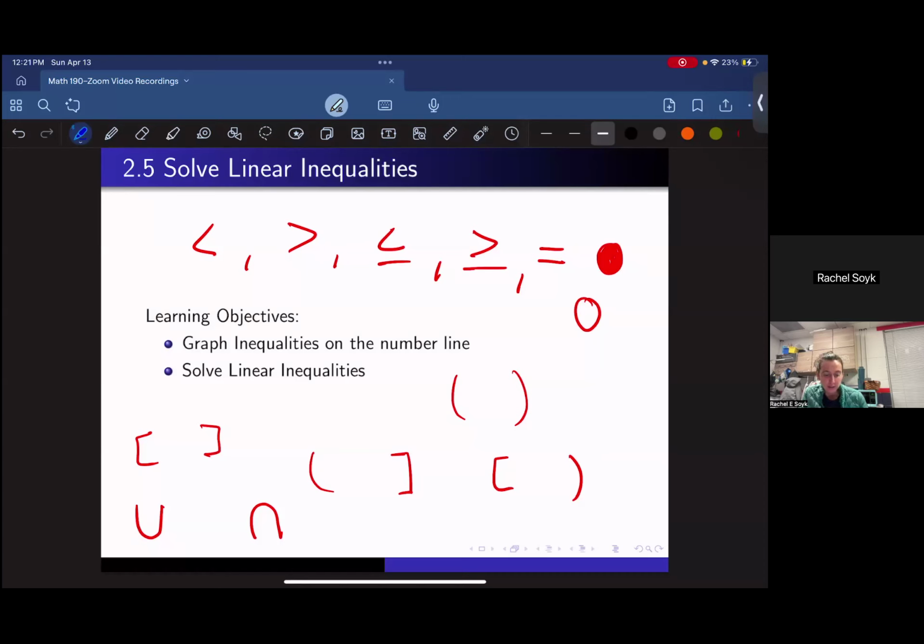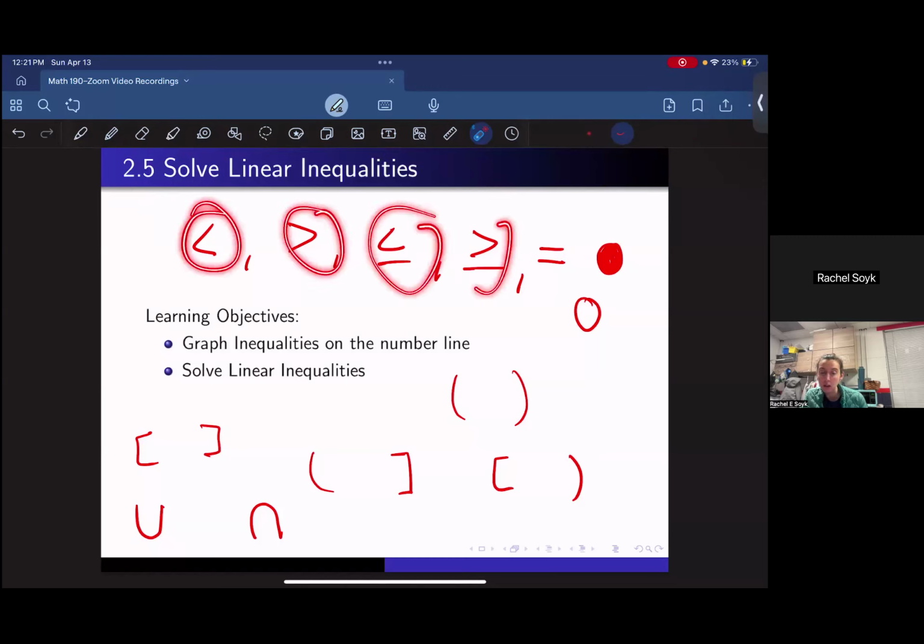Now we'll be learning about 2.5, solving linear inequalities. This section students tend to get a little iffy and uncomfortable with, because I feel like most students are intimidated by these inequality symbols, but I'll try to make it as straightforward as possible so that you can really build confidence in this material and get a really good grasp of it as well.